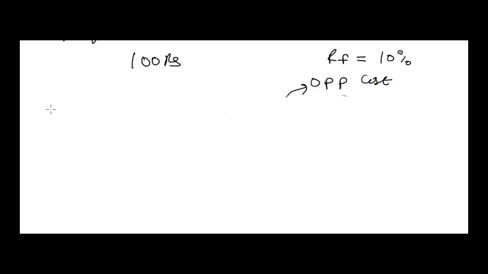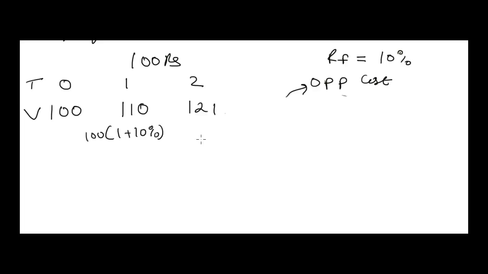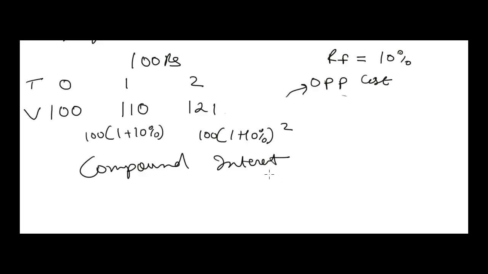So let's understand this. If you deposit 100 rupees today in a bank, your money would become 110 after 1 year. That is 100 into 1 plus 10%. So this is time, this is value. After 2 years, it would approximately become 121, which is 100 into 1 plus 10% the square, and we are using compound interest here. We assume that you don't take out the money from the bank, and so on after 3 years. So this is how your money would grow.